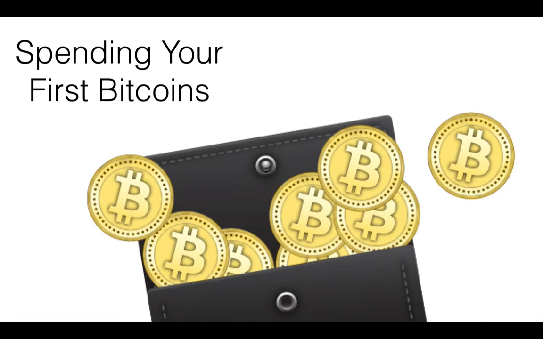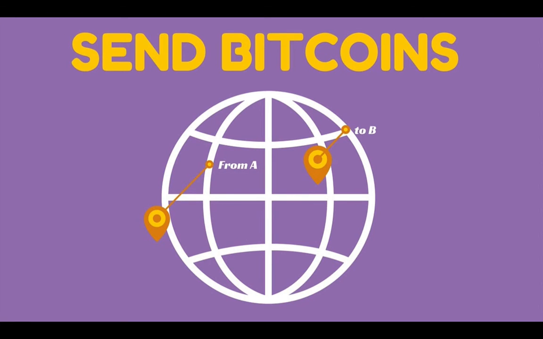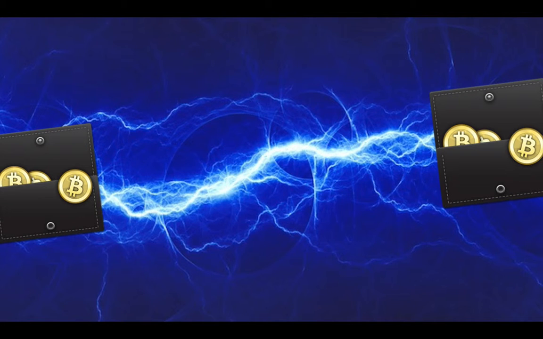Now you have a wallet and some Bitcoins. Let's look at how you can spend them. The unique feature of Bitcoin is that it is a way of sending currency directly from party A to party B without going through a third party like a bank, something that's only really possible with cash.